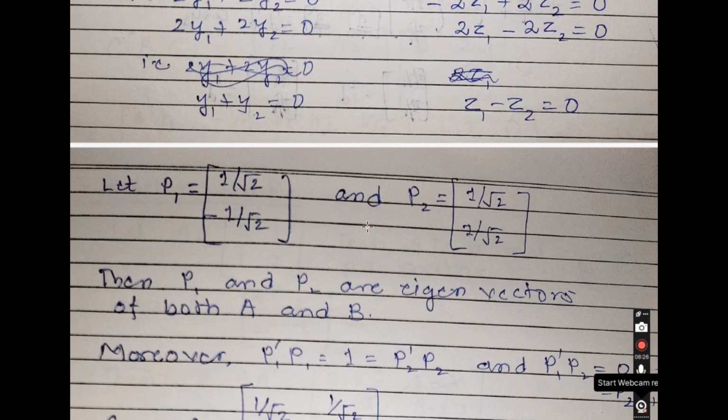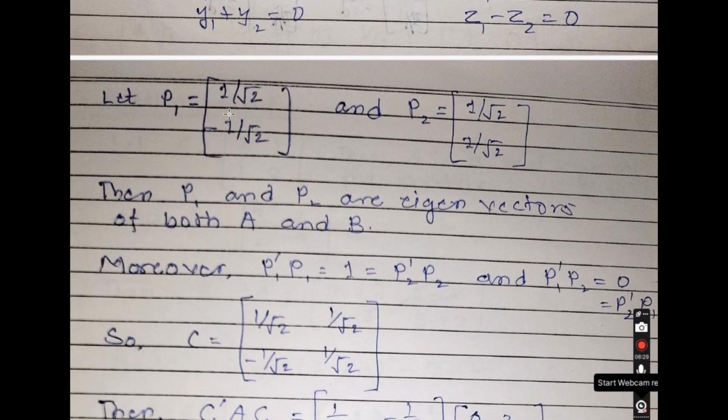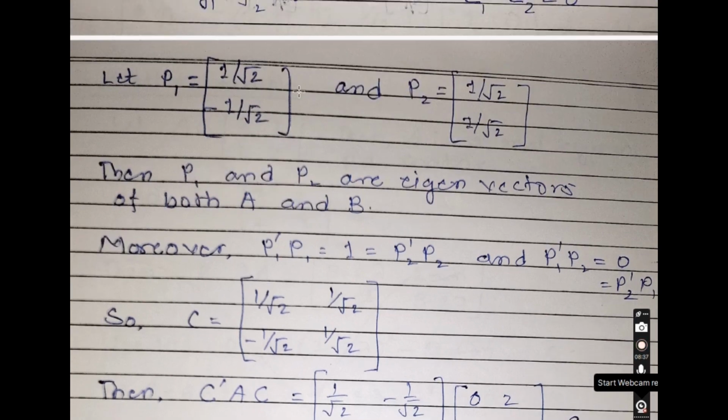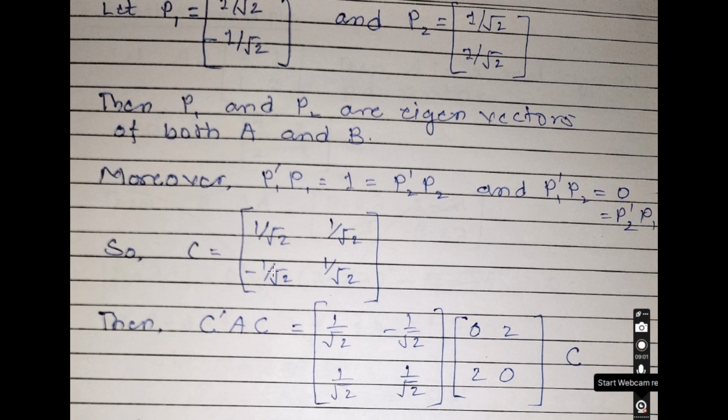So thus I got the common eigenvectors after normalization as 1 by root 2, minus 1 by root 2 and 1 by root 2, 1 by root 2. So notice that both of these are eigenvectors of A and B both. And so we can put them as columns of the matrix C. Moreover, these P1 and P2 are orthonormal to each other, in the sense P1 prime P2 is equal to 0, and P1 prime P1 is 1, P2 prime P2 is also 1. So I got the matrix C with P1 as the first column and P2 as the second column.